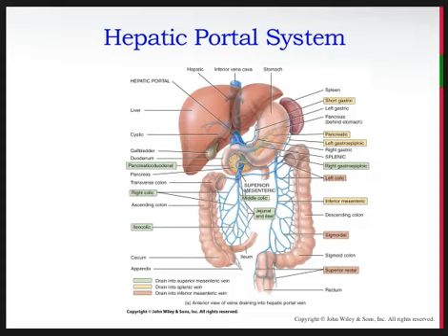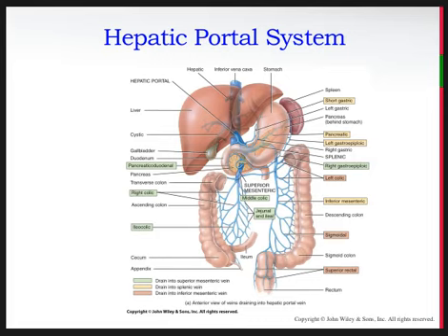Hepatic portal system. Okay, do you remember what a portal system was? We talked about the portal system when we talked about the hypothalamus and the anterior pituitary gland. You'll recall that a portal system is where we connect two capillary beds with a vein, so that we don't re-enter arterial circulation. We connect two capillary beds through a vein.